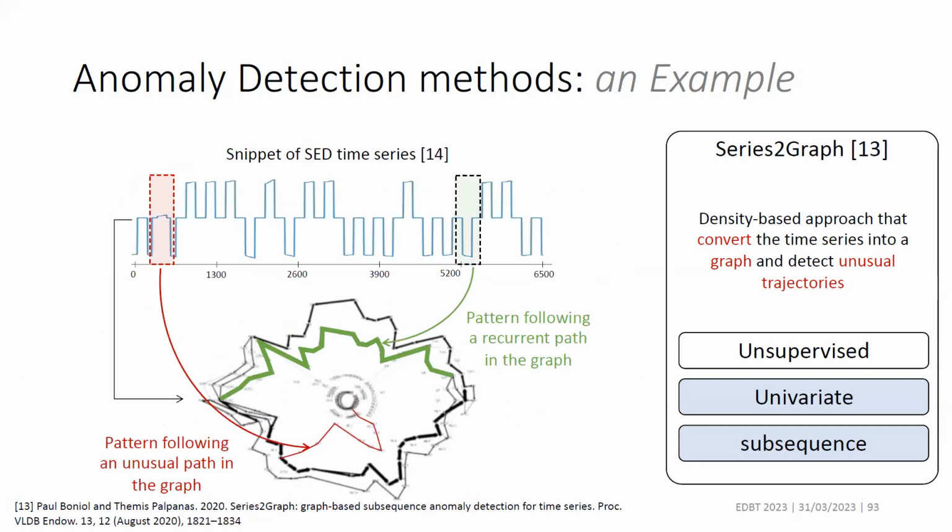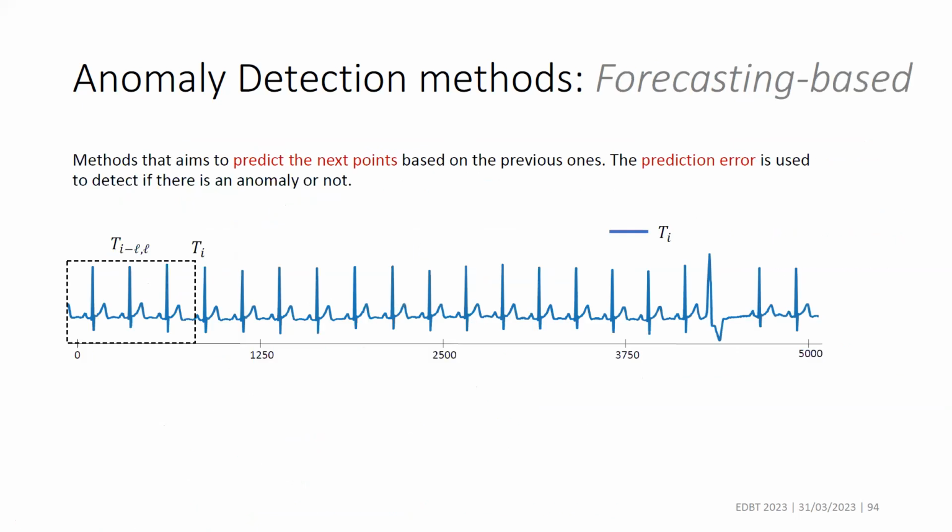All right. So these are two examples: isolation forest and series to graph for the density-based approach. Now let's discuss a little bit about the forecasting-based approach. In these two categories, we'll talk about forecasting and reconstruction.